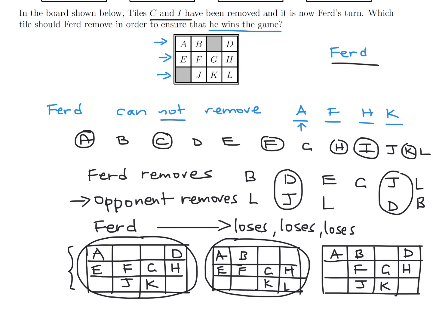So it looks like Ferd's going to lose if he selects B, D, E, J, or L. So let's circle those, B, D, E, J, or L. So by process of elimination, the only one remaining, this is the only possibility that he can move to ensure that he actually wins, stays in the game.